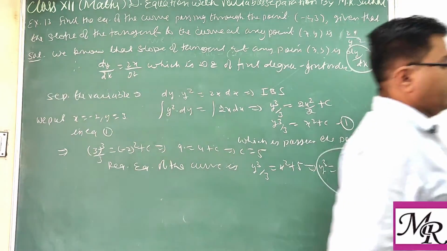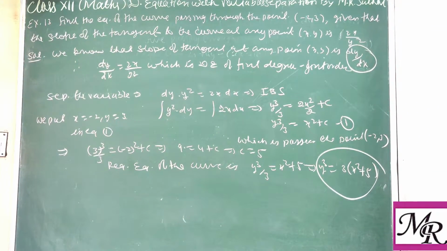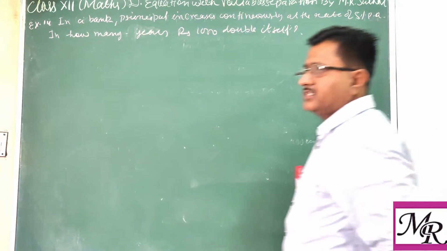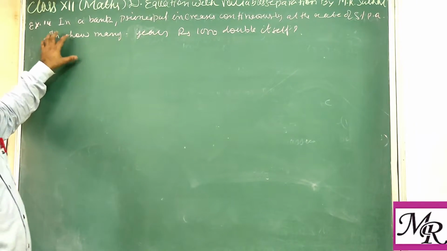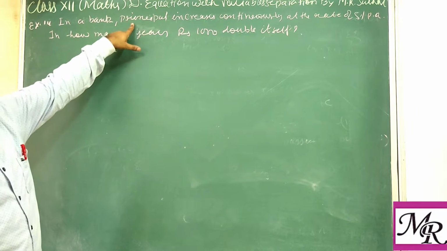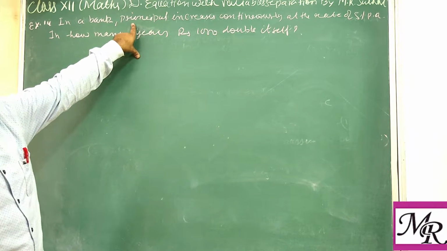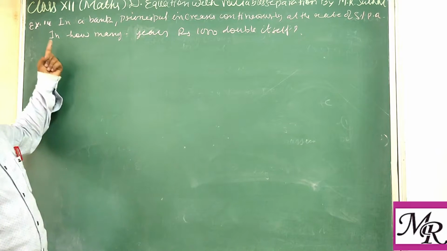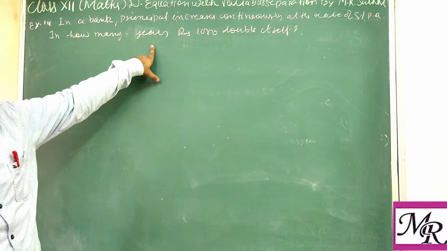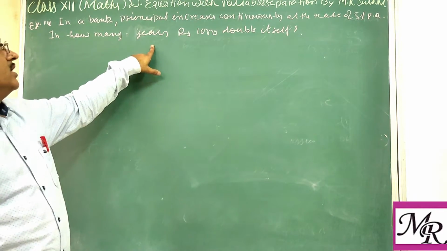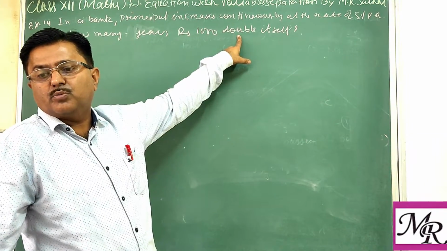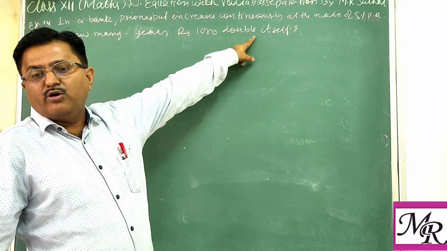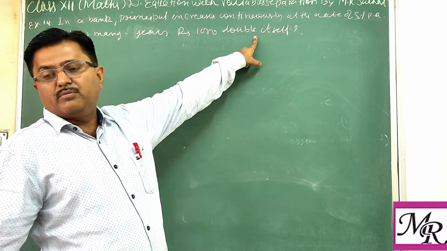Now we take another very important problem, that is an application of this in daily life. The statement of the problem states that in a bank, principal increases continuously at the rate of 5% per annum. So the rate R is given, 5% per annum. In how many years? You have to find T, that is time. Rupees 1000 double itself. So principal is given as 1000 and the amount should be double, means 2000.